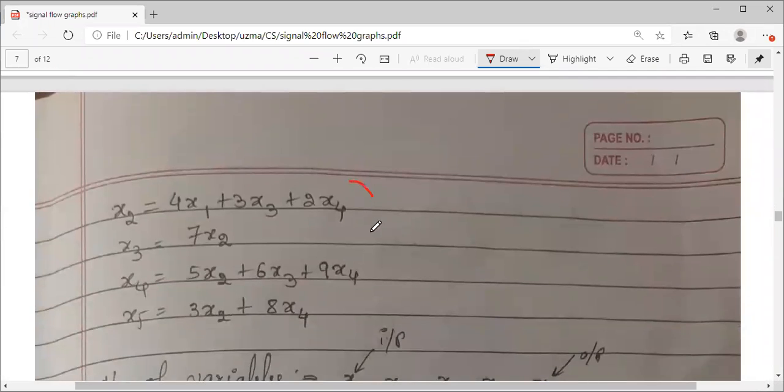Now take this as one example and try to do this by yourself. Again, 4 equations are given to you: x2, x3, x4 and x5. So how many graphs will come? Individually 4 graphs you have to draw, and finally overall you have to interconnect the individual graphs. How many nodes are there? Identify here. You have x1, x2, x3, x4.